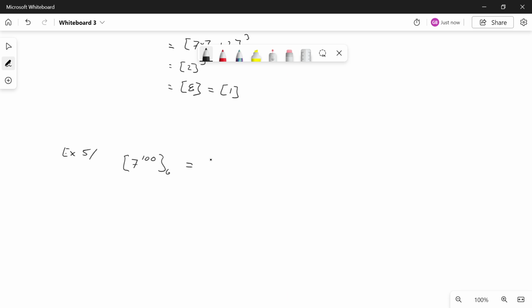So the first thing I want to do is I want to break this up into 2 parts. So the congruence class of 7 to the power 100, again, this is mod 6. Okay, but 7 is greater than 6. So if I divide 7 by 6, what's my remainder? Well, my remainder is 1. So the congruence class of 7 is equal to the congruence class of 1. And again, we can see that those two classes are equal because if I look at the distance between 7 and 1, that's 6 units. Again, that's a multiple of 6, so these hold true.